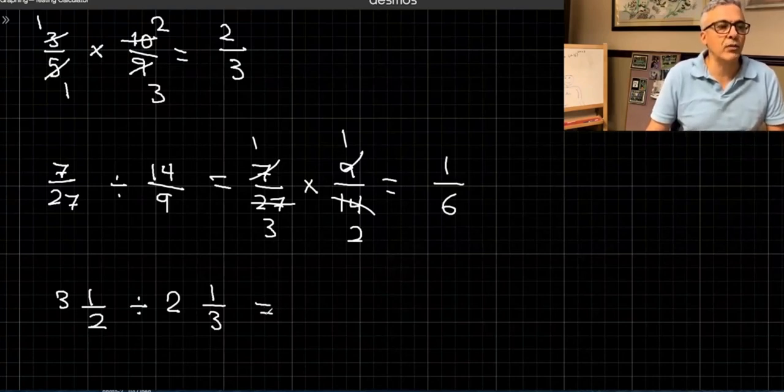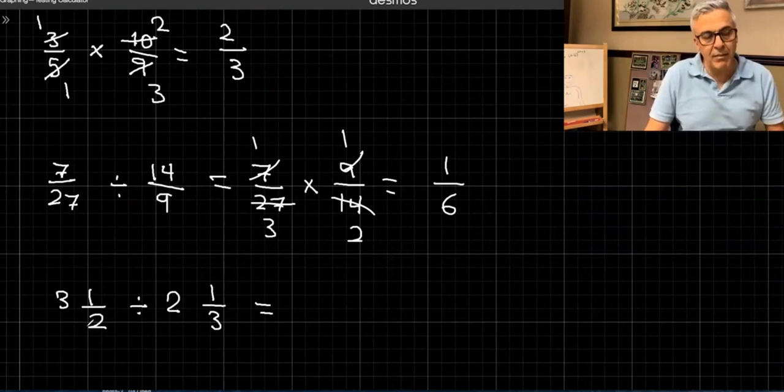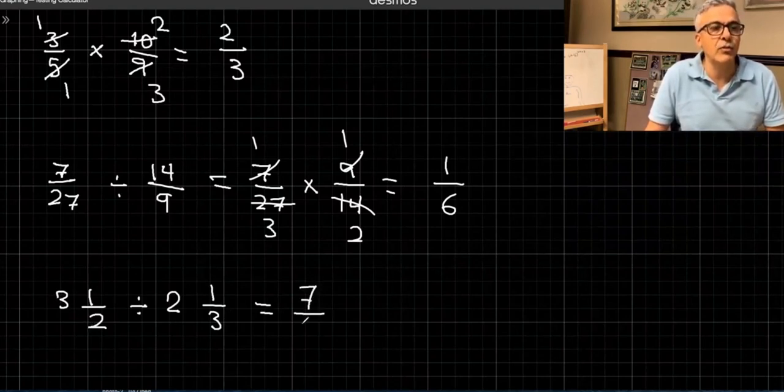Now we come to the next question. This is division. However, when we have mixed numbers, we have to change them to improper fractions to be able to divide and multiply them. So here, again, 3 times 2 is 6, 6 plus 1 is 7. This is 7 over 2 divided by 2 times 3 is 6, 6 plus 1 is 7. So this becomes 7 over 3.